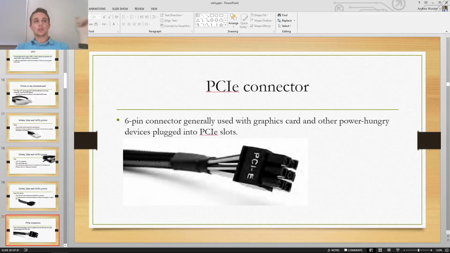So, this is a connector you'll see. PCIe connector. Generally, these are plugged into graphics cards. They'll have the connector built right into it, and you just plug it in there, and it provides extra power that the PCIe slot can't provide for the powerful graphics card. It's optional because not every graphics card will have it, but the higher-end ones will.